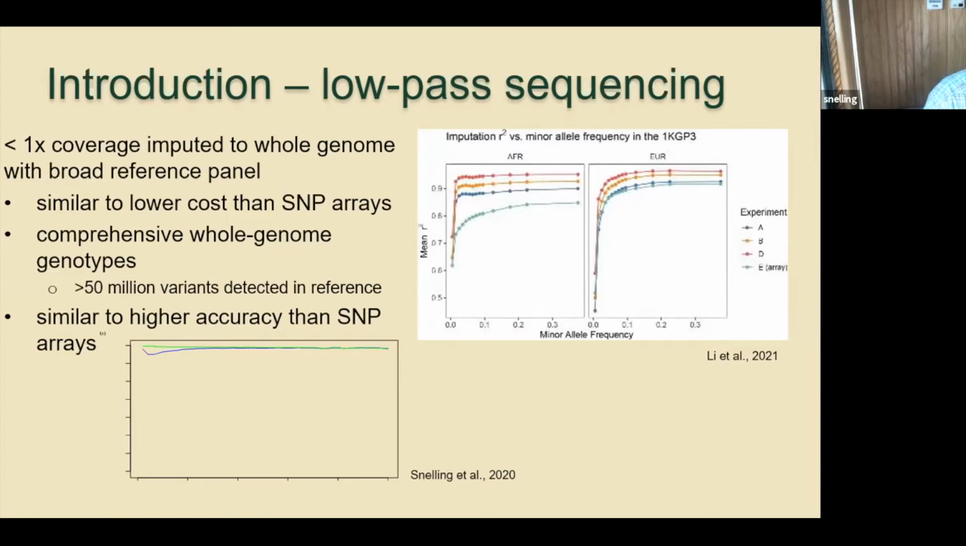what we have shown is that we can get high accuracies in comparison to what was called from deep sequence, up around 98 to 99. At the lowest allele frequencies, we're not quite as accurate as at higher frequencies, but we're still doing quite well.